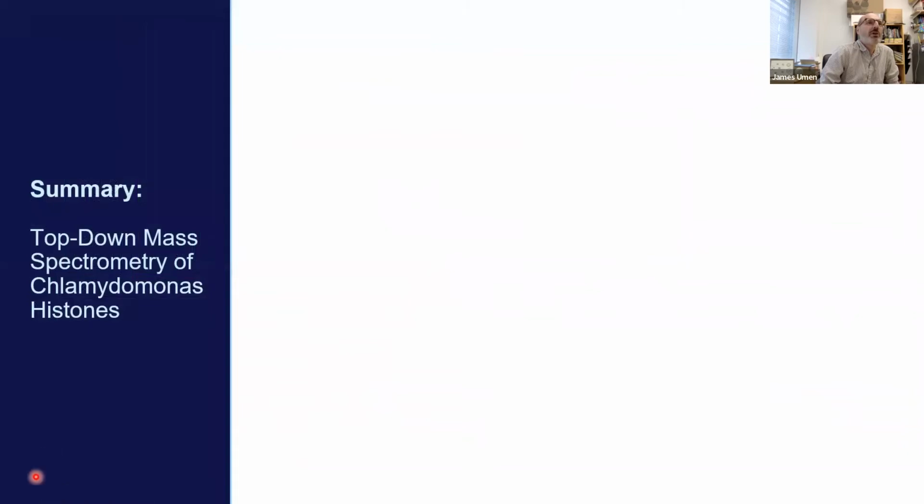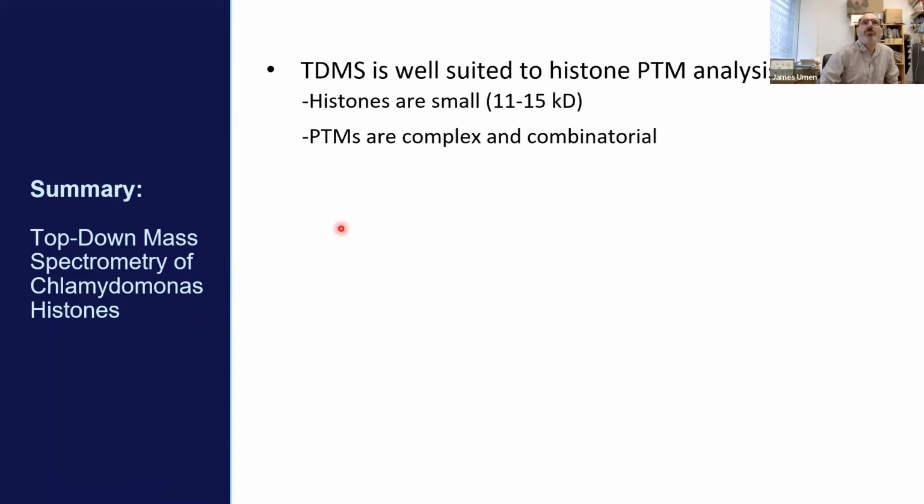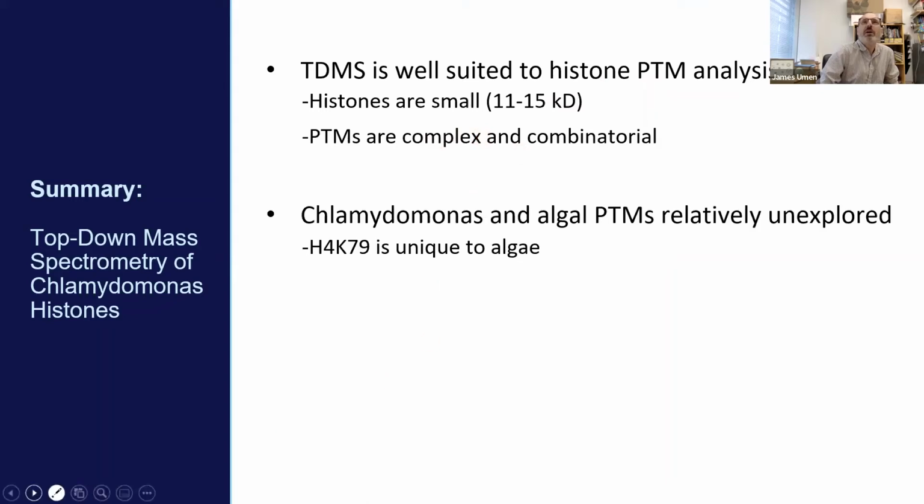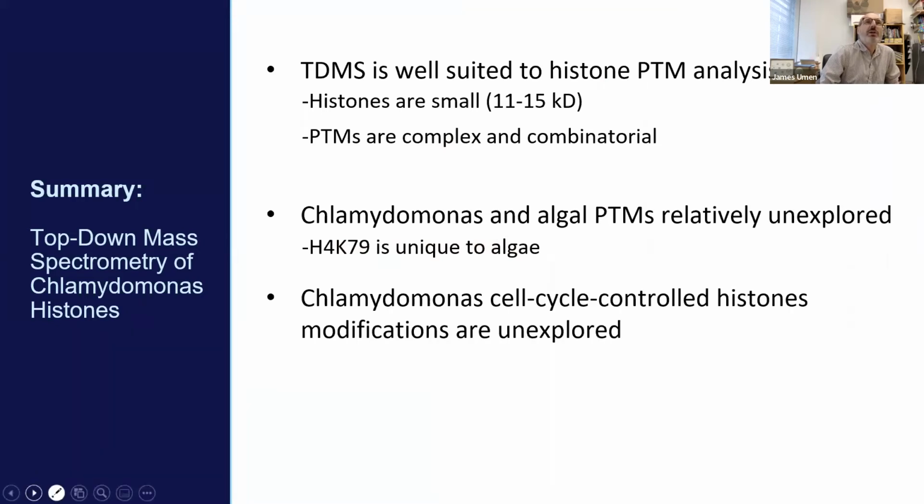And just as a quick summary of the top-down mass spectrometry of Chlamydomonas histones, the top-down mass spectrometry is really well suited to histones because they're very small proteins and because the post-translational modifications on them are both complex and combinatorial. The Chlamydomonas and algal histone PTMs are really relatively unexplored, and our collaborator, Jim Pesavento, has already helped discover a new PTM that's not found in plants or animals or fungi, but is found in algae, this histone H4K79. We're very interested in what the biological function and significance of that PTM is. And Chlamydomonas cell cycle controlled histones is a relatively unexplored area.